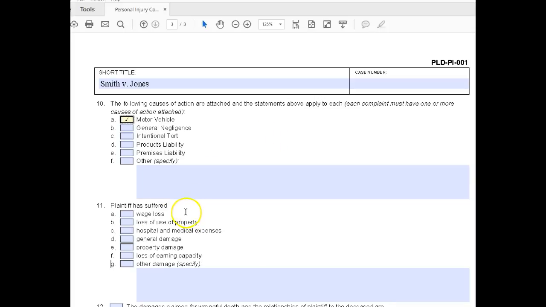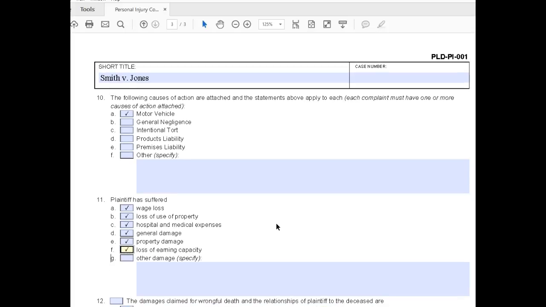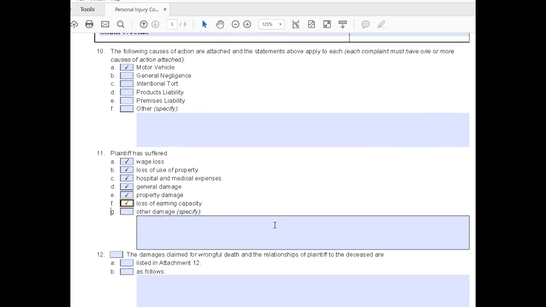And then plaintiff has suffered losses. We know he has wage loss, loss of use of property, he lost his car, so he may have to go out and rent a car for a period of time. He has hospital medical expenses, general damages, which general damages in a negligence case is simply pain and suffering. Property damage, we know that because he lost his car. Loss of earning capacity, we might throw that in there just because it's possible that he may have a hurt neck, so he can't, for instance, do construction work and that sort of thing. We don't know it yet, but it's possible, so we're going to put it down as something he possibly suffered.